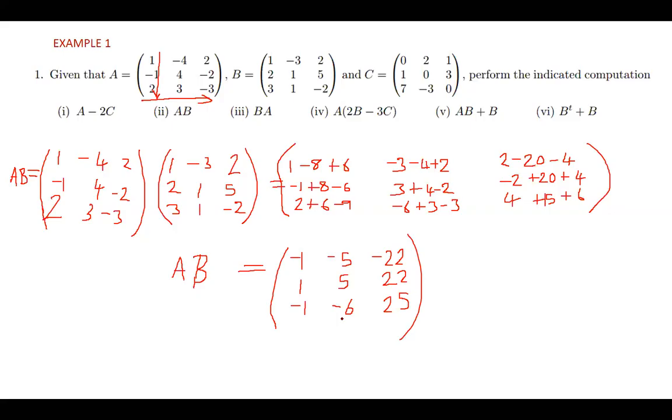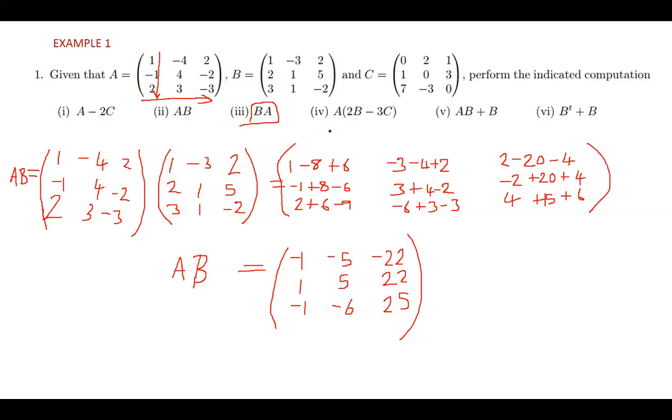So this is how you multiply matrices. For B times A, you just swap them. This goes that side, and this comes this side. You swap them, and then multiply them the way we have done this question. Here, it's also straightforward. You multiply this scalar 2 with B, and also multiply 3 times C, and then you subtract them.